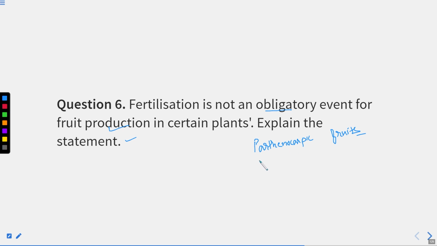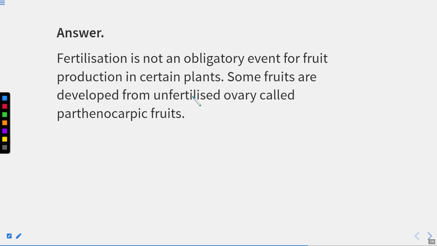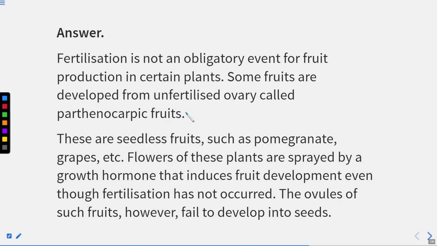Okay, and these are developed without fertilization. No fertilization is taking place. They develop from unfertilized egg. So fertilization is not an obligatory event for fruit production in certain plants. Some fruits are developed from unfertilized ovary called the parthenocarpic fruit. You know, ovary develops into fruit after fertilization, but here unfertilized ovary develops into fruits, and these are known as the parthenocarpic fruits. These are seedless fruits such as pomegranate, grapes, etc.